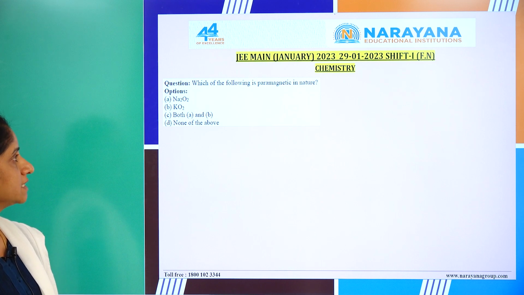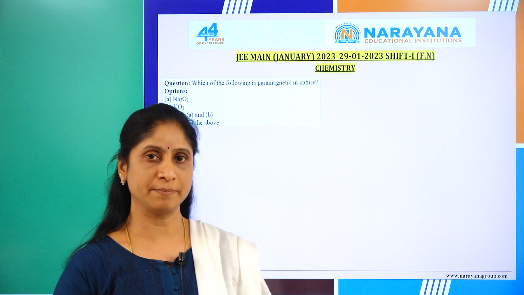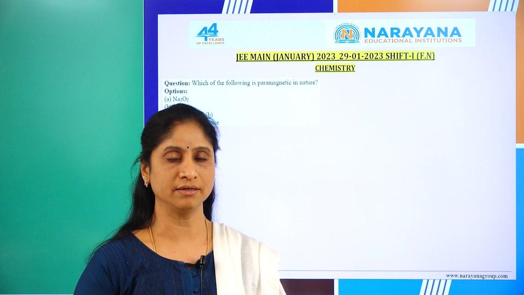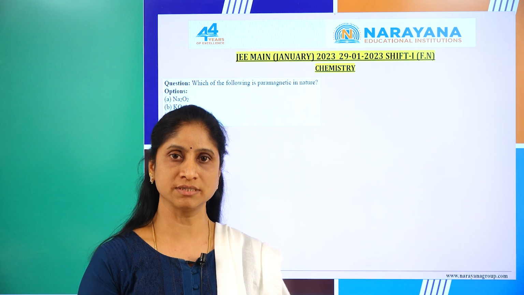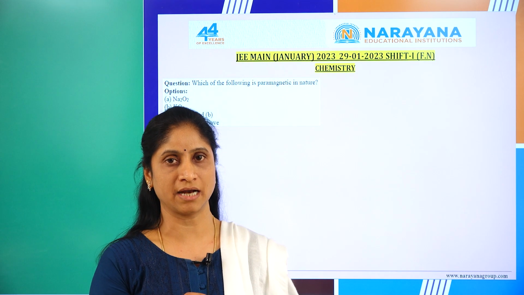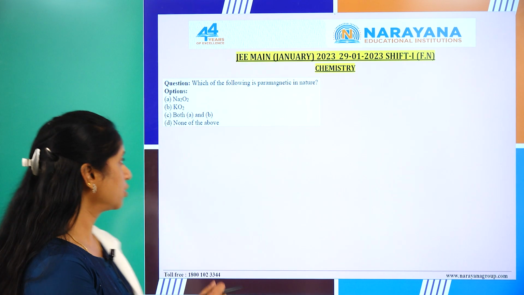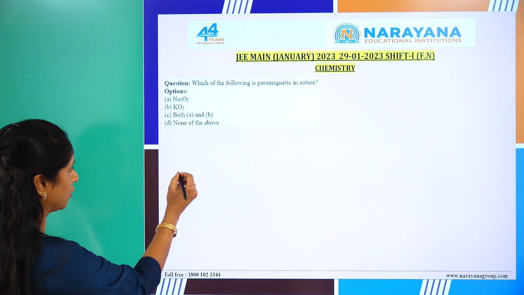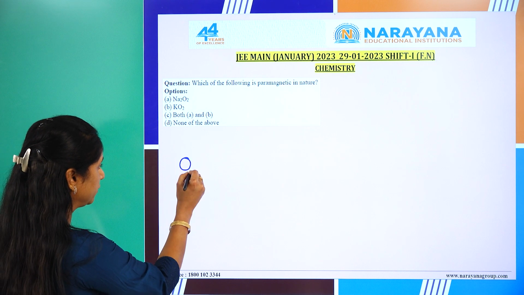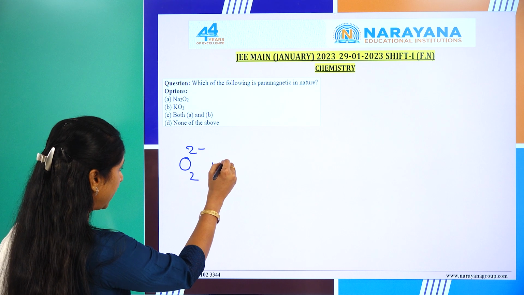Which of the following is paramagnetic in nature? This can be explained on the basis of molecular orbital theory. After distributing the electrons into molecular orbitals, if any one molecular orbital has an unpaired electron, it will show paramagnetic behavior. So let us see the first option, sodium peroxide, where I should distribute in the peroxide ion a total of 18 electrons.